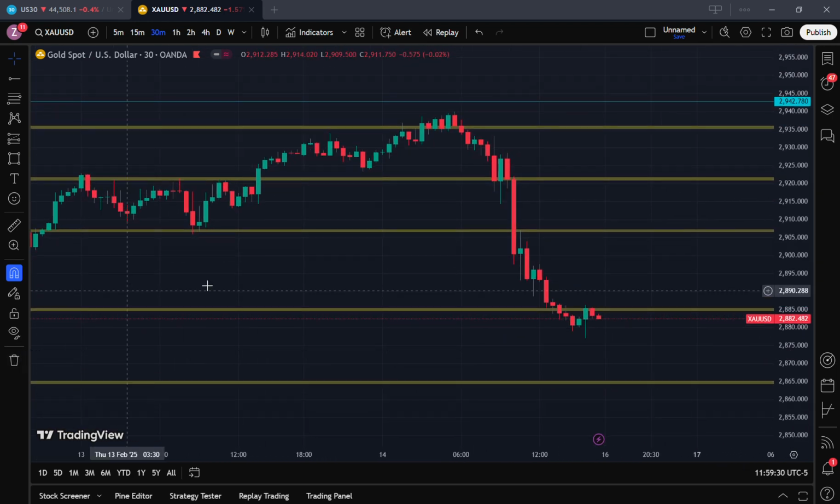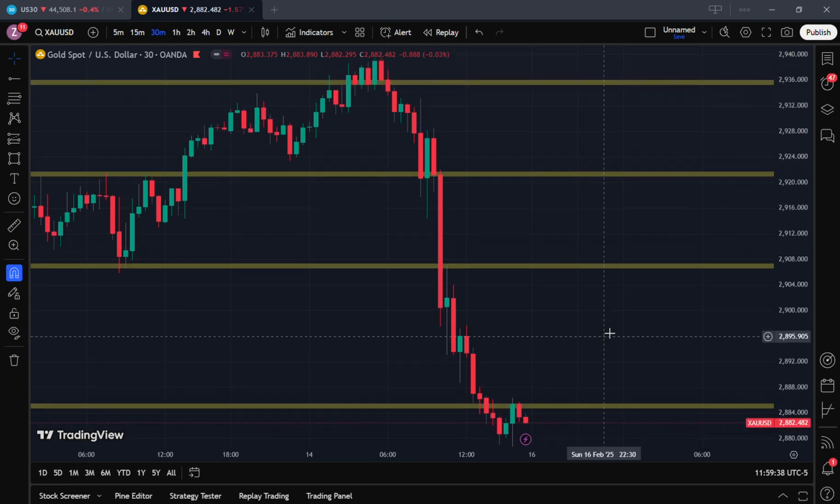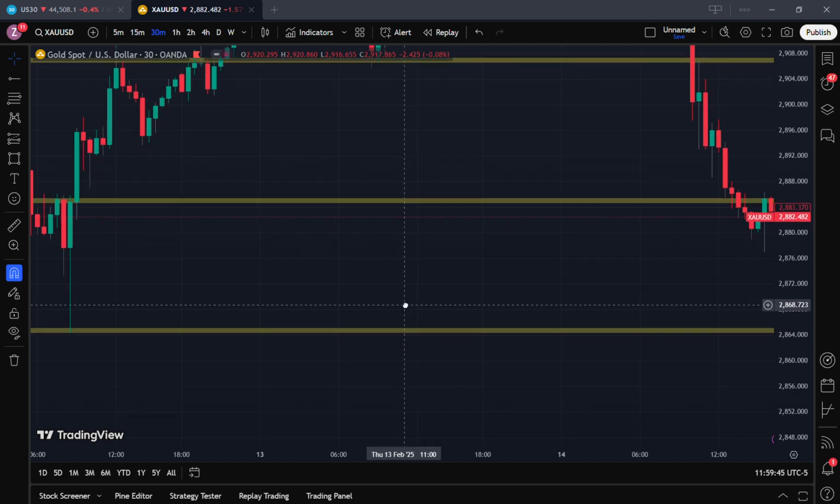So I personally believe that this is going to be good. So now this is how I see my trade. This is how I see my plan. I'm mostly interested in buys.